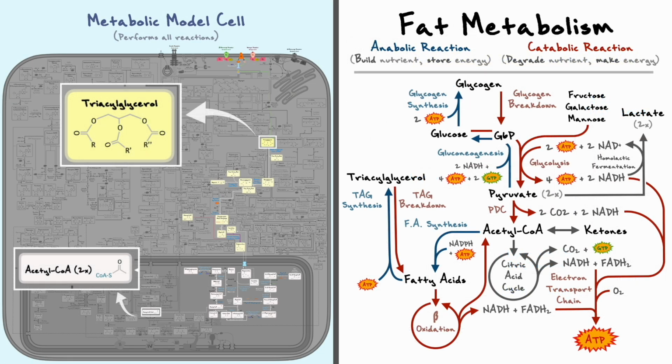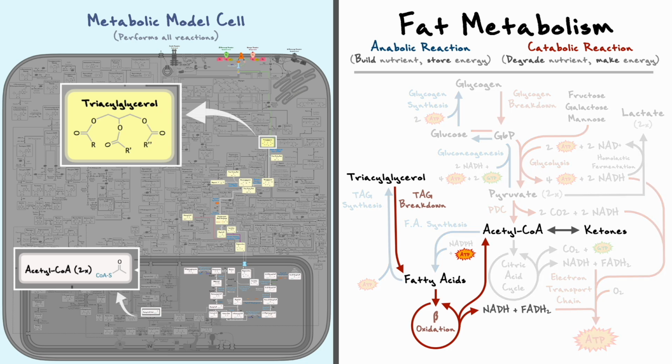Alright, back to this overview of fat metabolism. We have now covered the catabolic pathways, namely the degradation of triacylglycerols to fatty acids and the degradation of fatty acids to acetyl-CoA via beta oxidation. We also discussed the production of ketone bodies and their importance when glucose is unavailable.